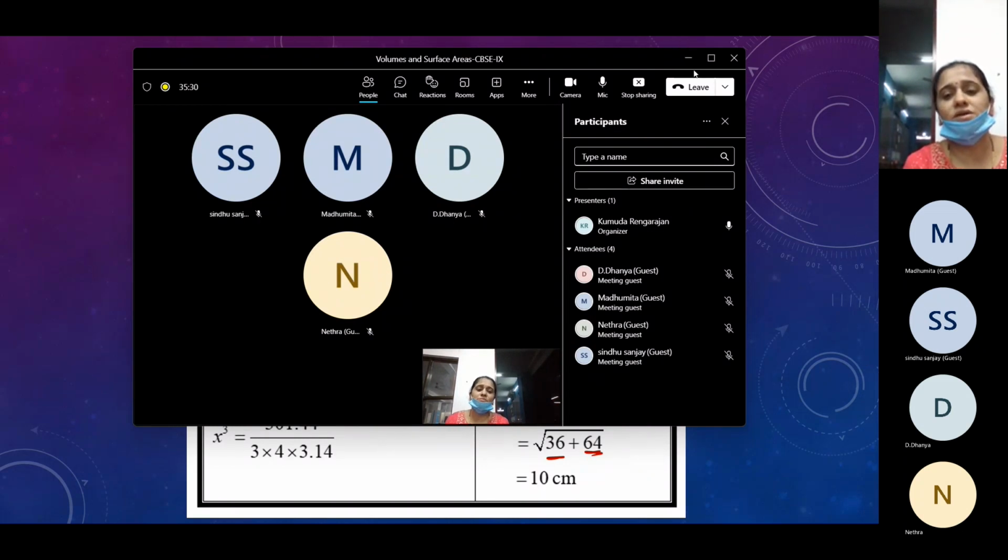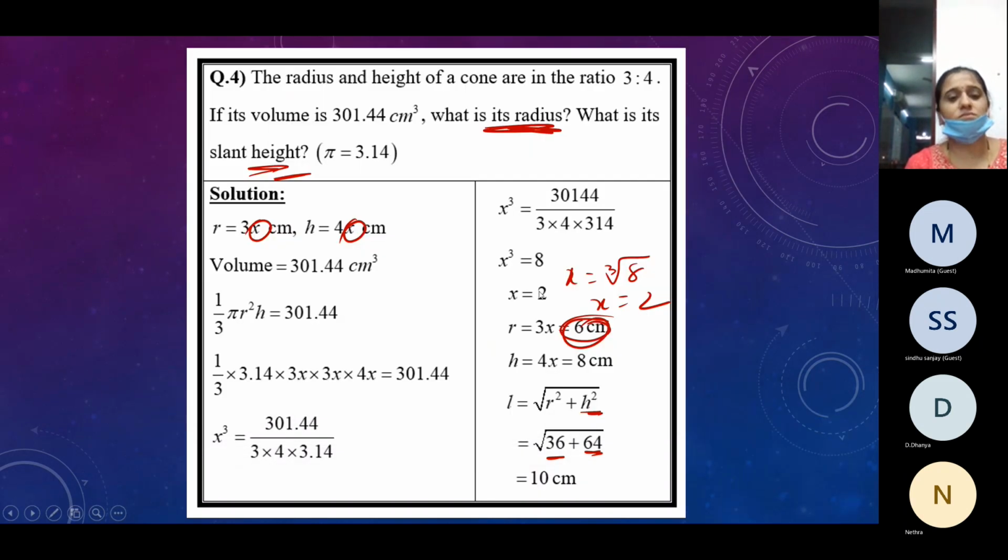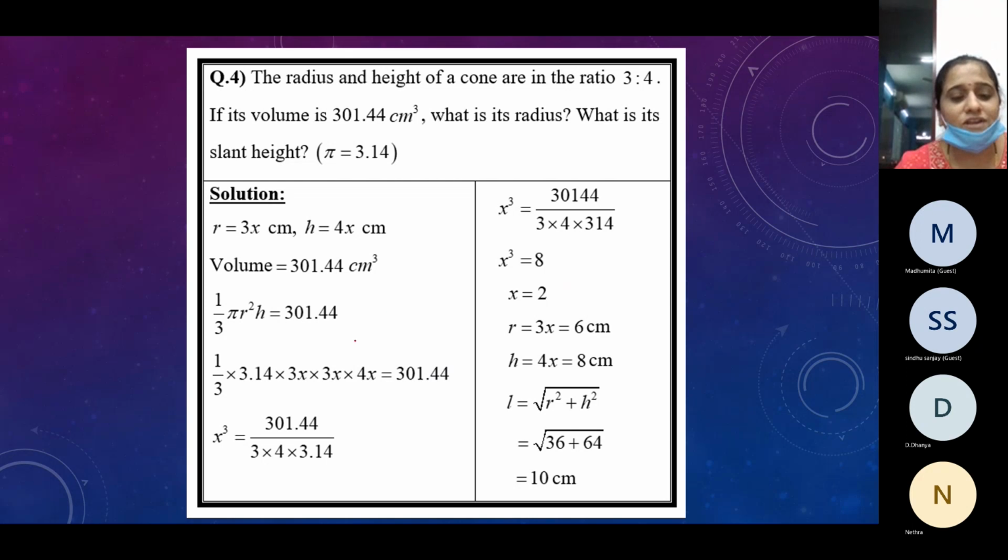Again, this question is very important. The simplification part is very, very important. Sometimes we forget that x into x into x is x cubed. We may just write x like this. So there you'll have to be careful.